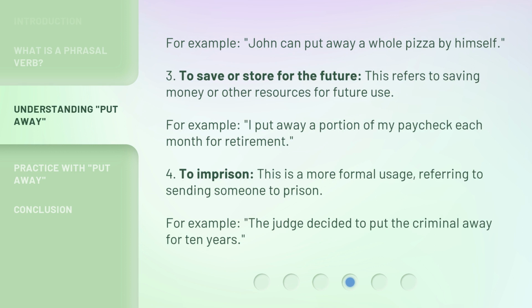3. To save or store for the future. This refers to saving money or other resources for future use. For example, I put away a portion of my paycheck each month for retirement. 4. To imprison. This is a more formal usage, referring to sending someone to prison. For example, the judge decided to put the criminal away for 10 years.